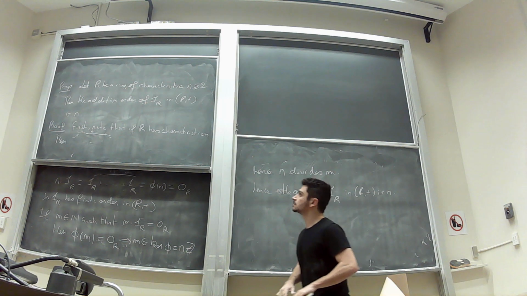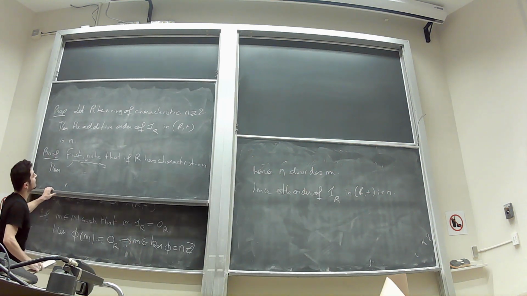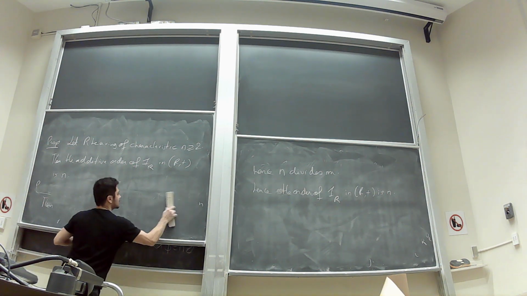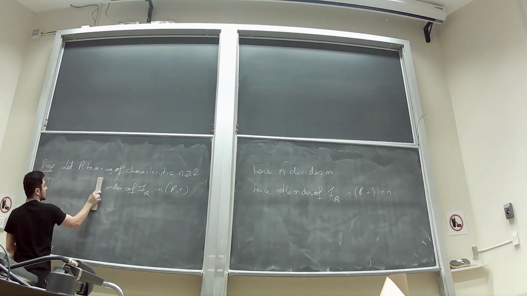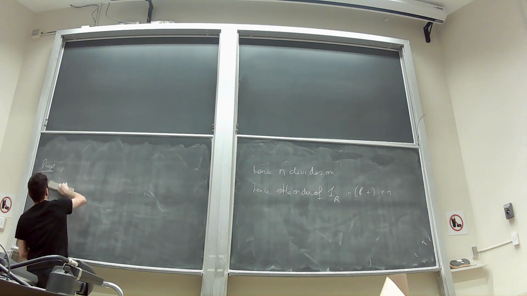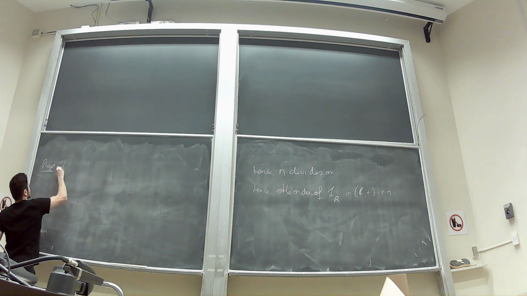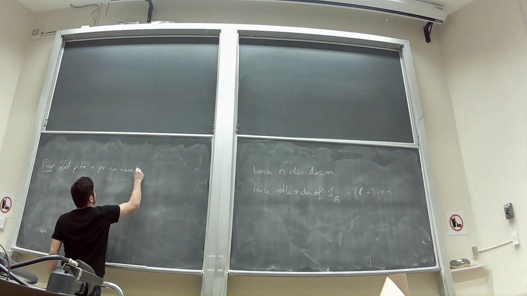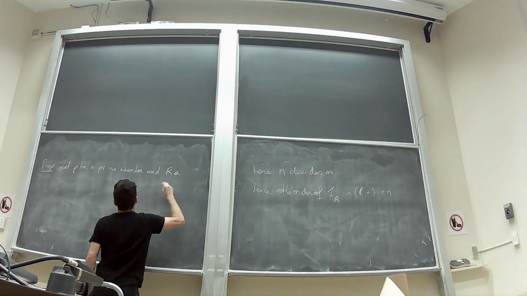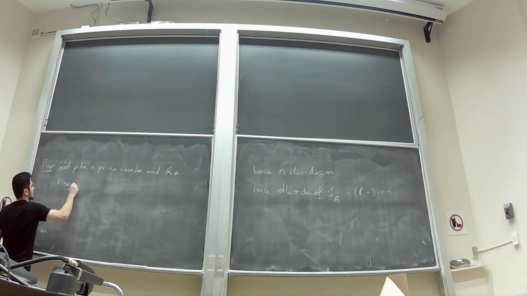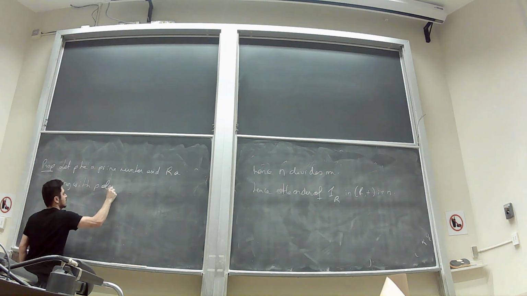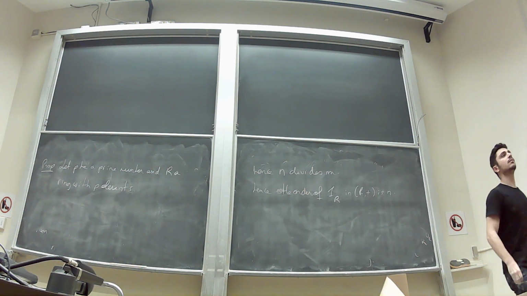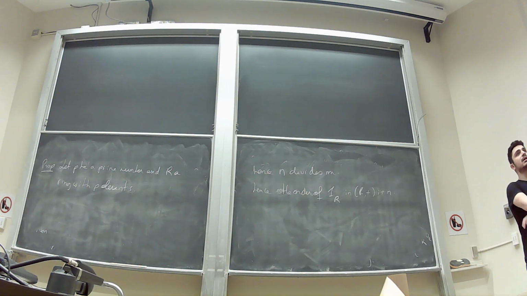Another proposition. Let P be a prime number and R a ring with P elements. What is the only group with P elements? It is Z mod PZ, right? The only group with P elements is Z mod PZ.